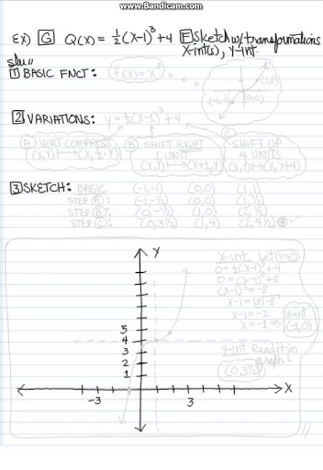What is our basic function? Look at the q of x. What does it look like? It looks like the very simple basic function f of x equals x to the third power.